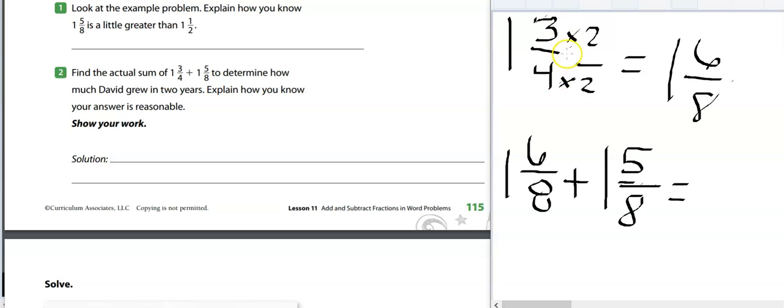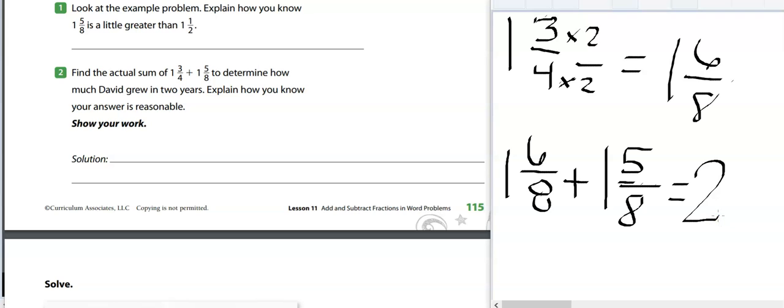To do that, we had to multiply it by a like fraction. The like fraction is 2 over 2, which gives us 1 6/8. Now we had to rewrite our equation. So our equation now is 1 6/8 plus 1 5/8. So when we add, we always add our whole numbers first. So 1 plus 1 is 2.